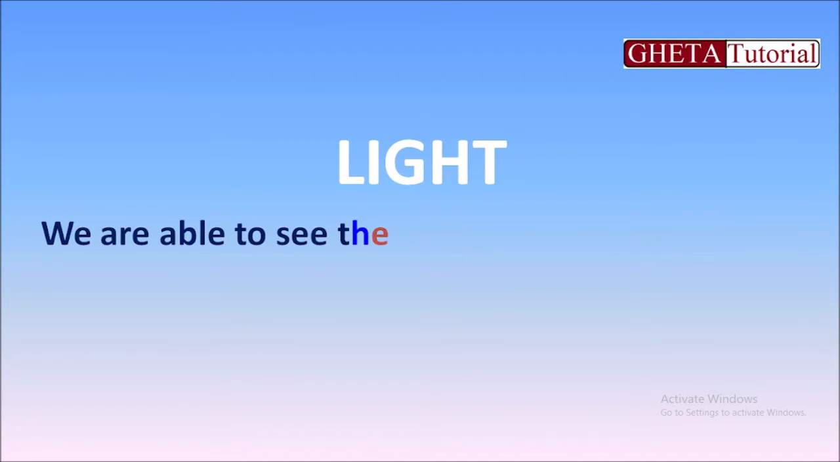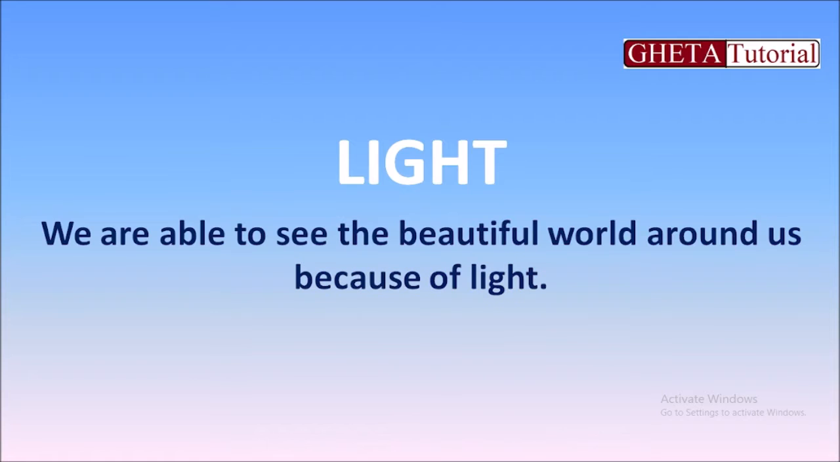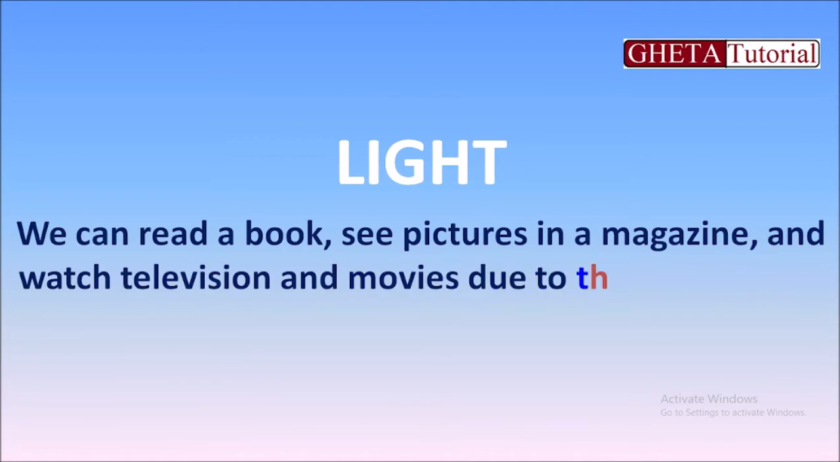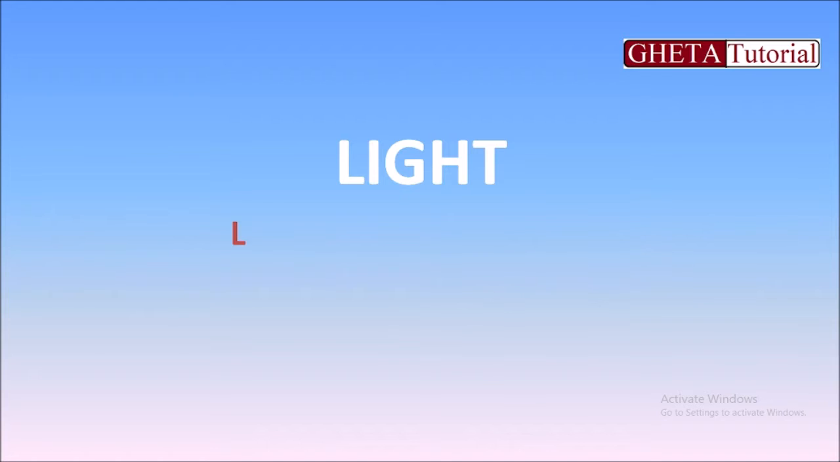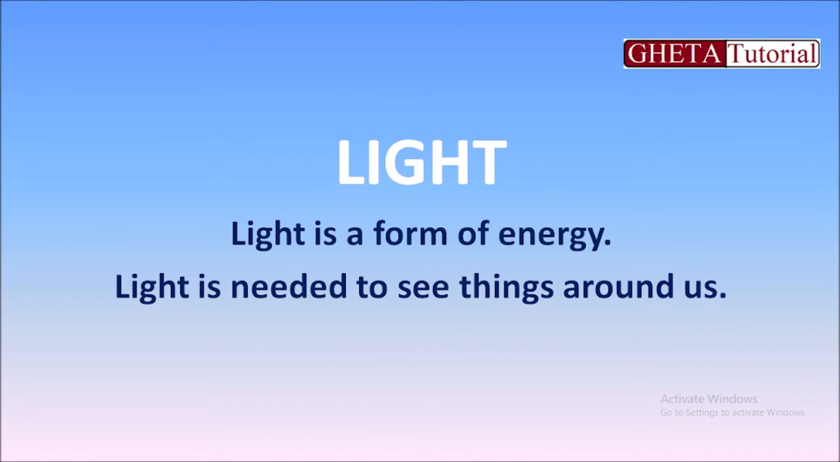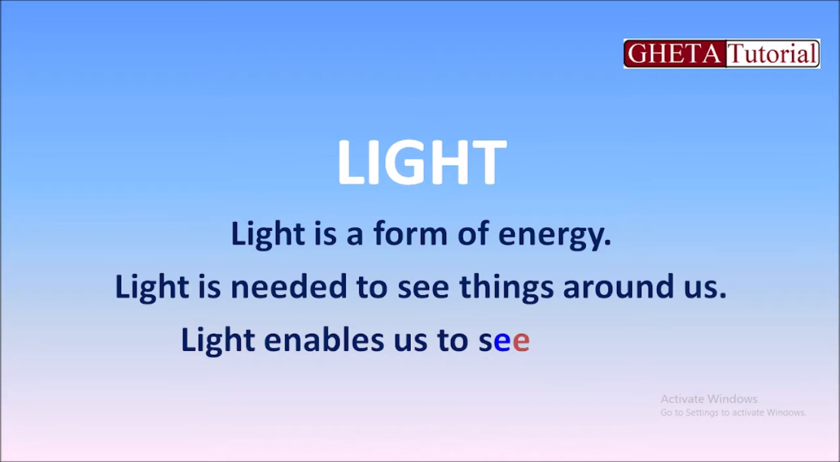So let us learn about light. We are able to see the beautiful world around us because of light. We can read a book, see pictures in a magazine, and watch television and movies due to the existence of light. Light is a form of energy. Light is needed to see things around us. Light enables us to see objects.